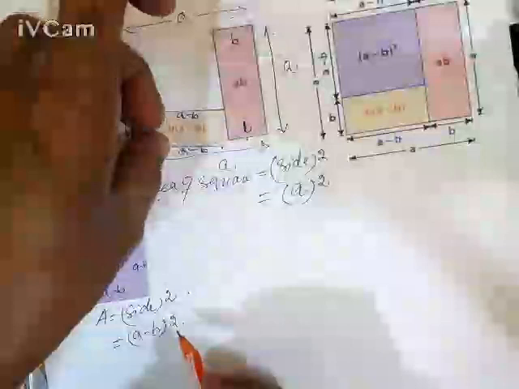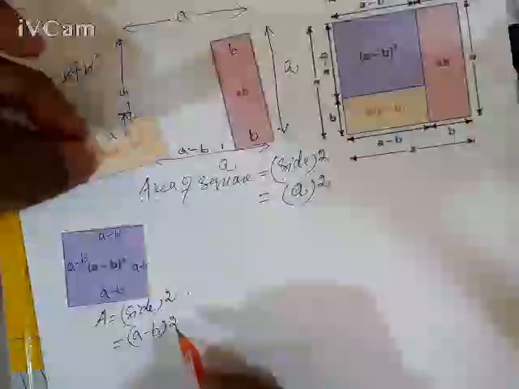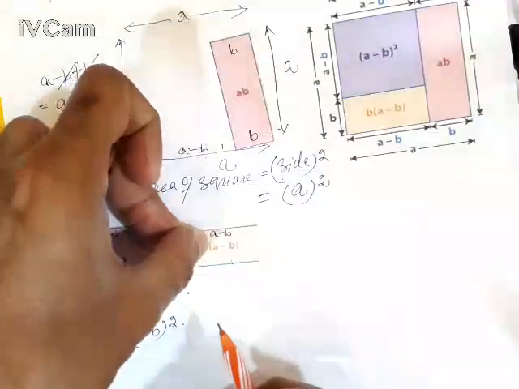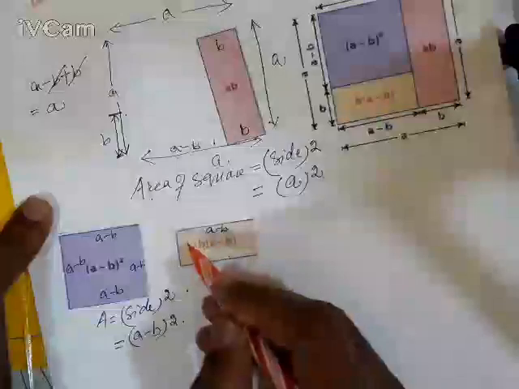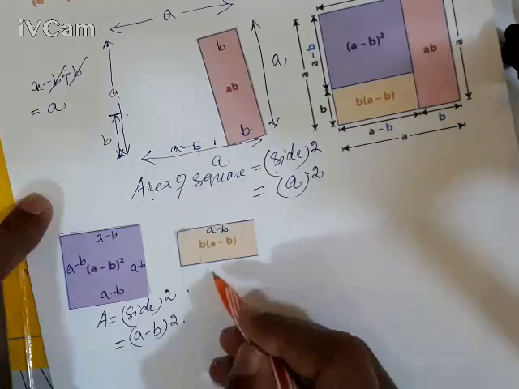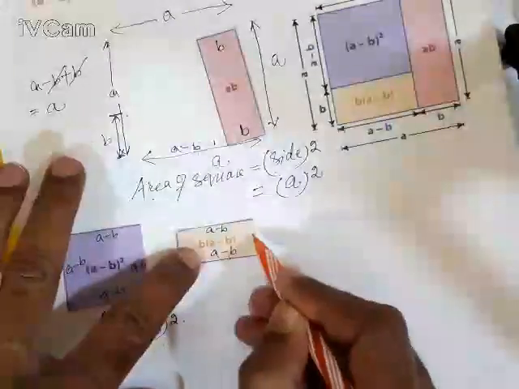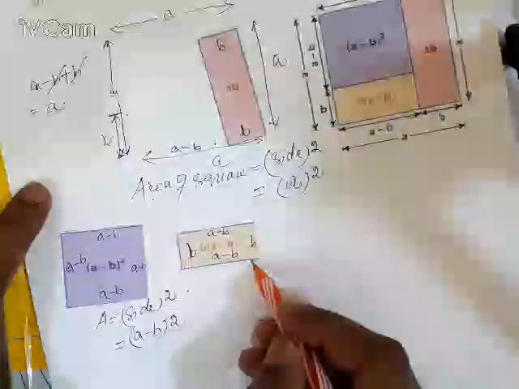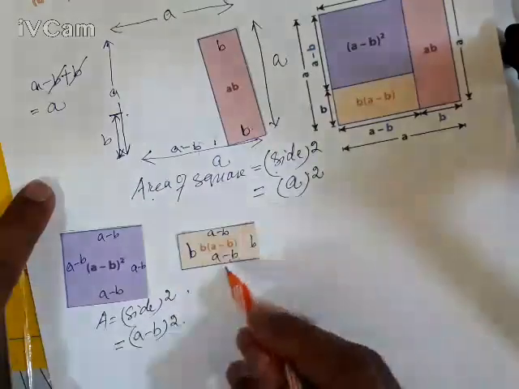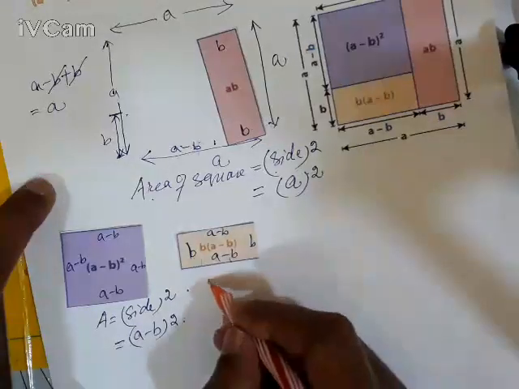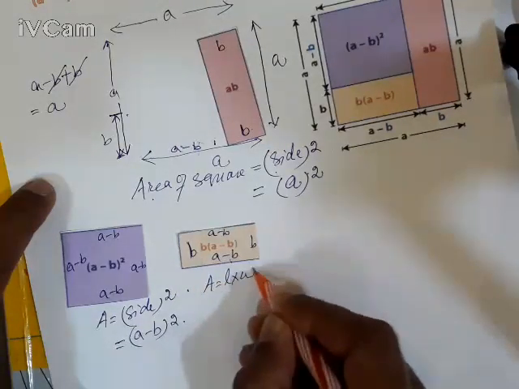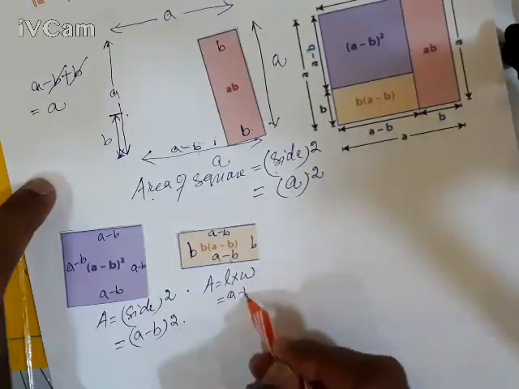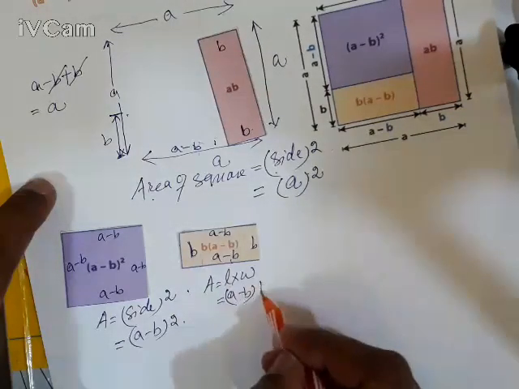Now we pick the second one, and the second shape is a rectangle. So when we paste it over here, its length is a minus b and its width is b, as we have already defined. Now what will be the area of this shape? This is the shape of a rectangle, so we will use the formula area is equal to length into width, and its length is a minus b and its width, or breadth, is b.